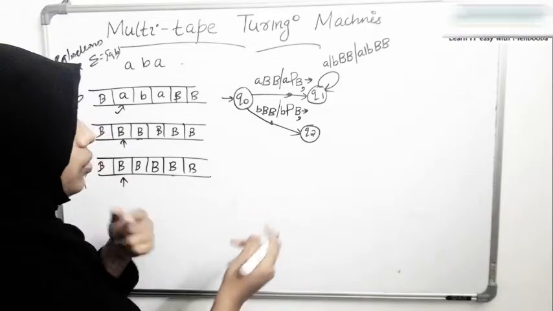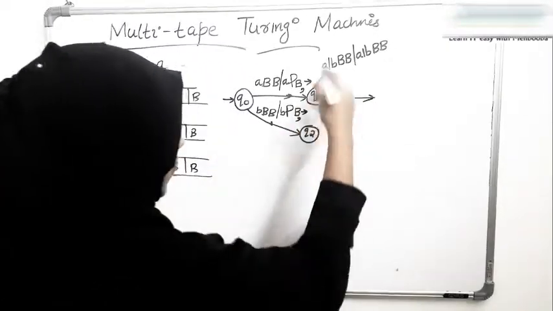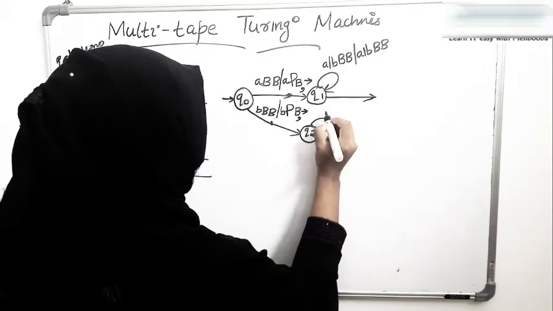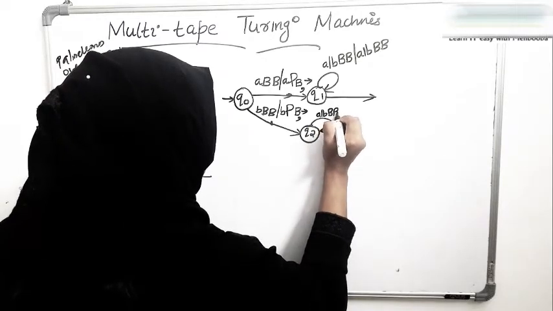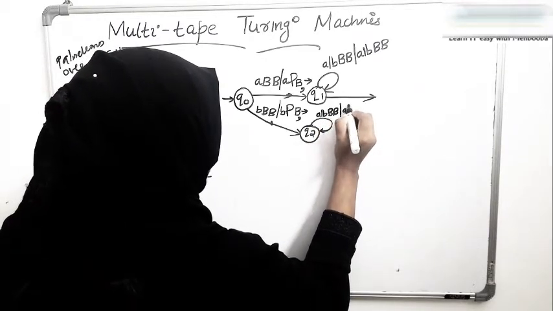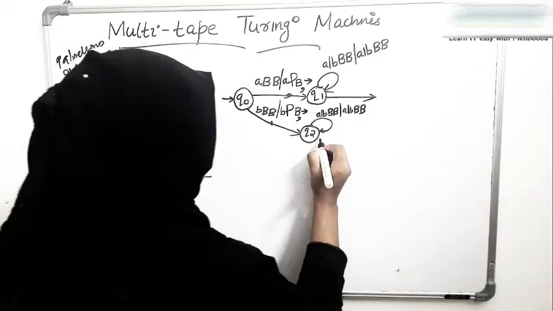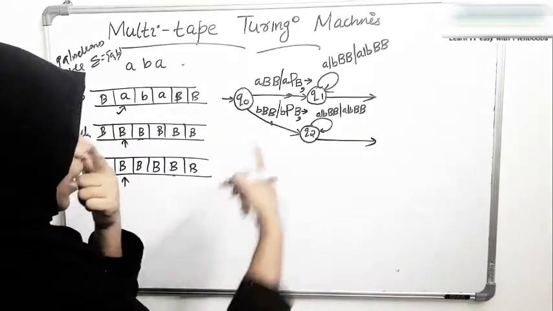So if it is like this, we will just keep on staying here. Same here. That is, if it is A or B, whatever it is, and blank in the first tape, we will leave it as it is and stay here in this state. We will keep on doing this.